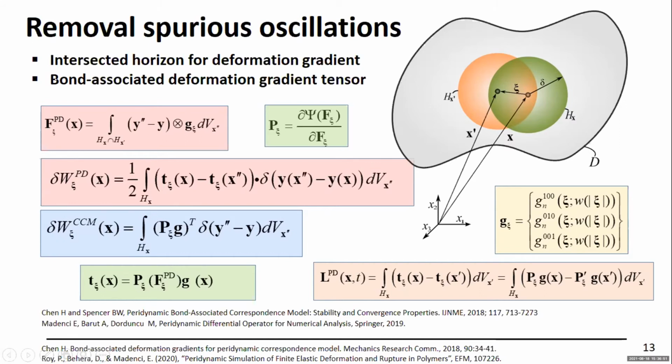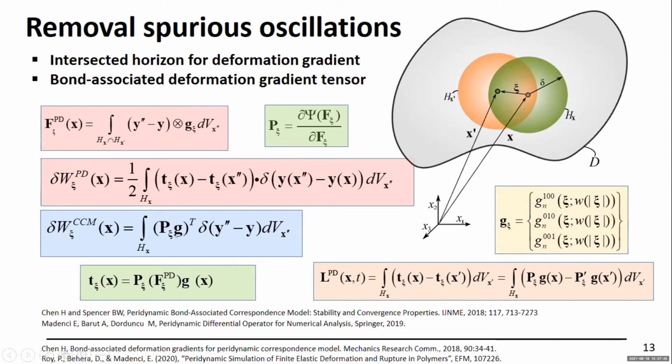So what we call that is the bond-associated deformation gradient tensor. This is the intersected domain, and I identify that particular deformation gradient with a particular bond. I call that psi, and that's the expression we have for that. And G psi is the peridynamic functions that we construct in advance. And once you have the deformation gradient tensor, you can take the derivatives of the strain energy density function. Then you have the Piola-Kirchhoff stress tensor associated with that particular bond.